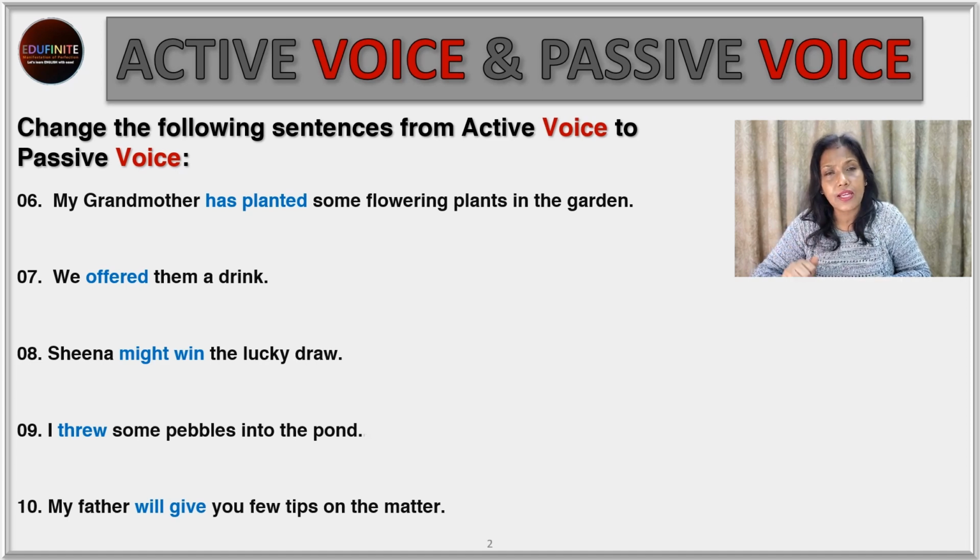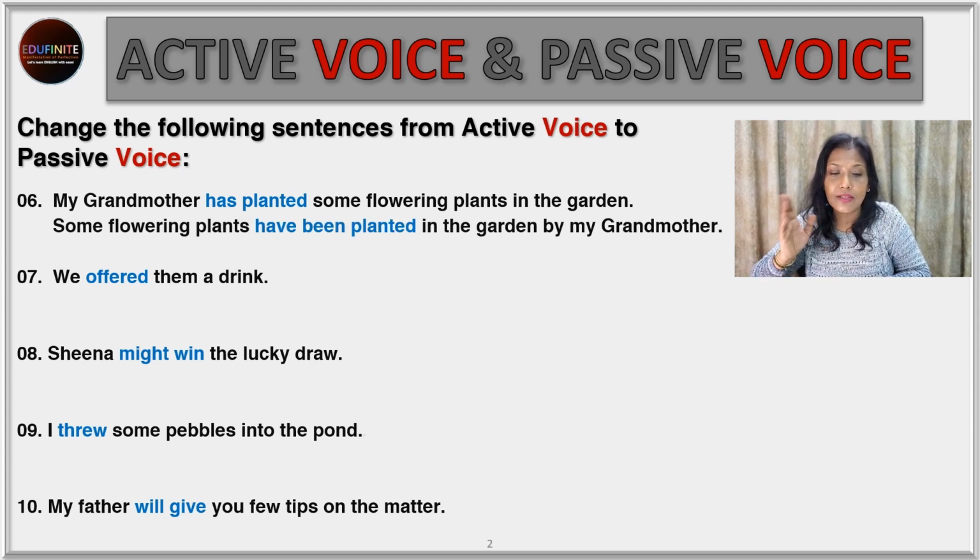So these are 5 sentences. You'll have to change them into passive. If required, pause the video and then check my answers. So now I come up with the answers. So some flowering plants comes right in front. Some flowering plants, as this is has planted, it's in the perfect tense. So we have to include been. So have been planted in the garden by my grandmother. So my grandmother goes right at the end.